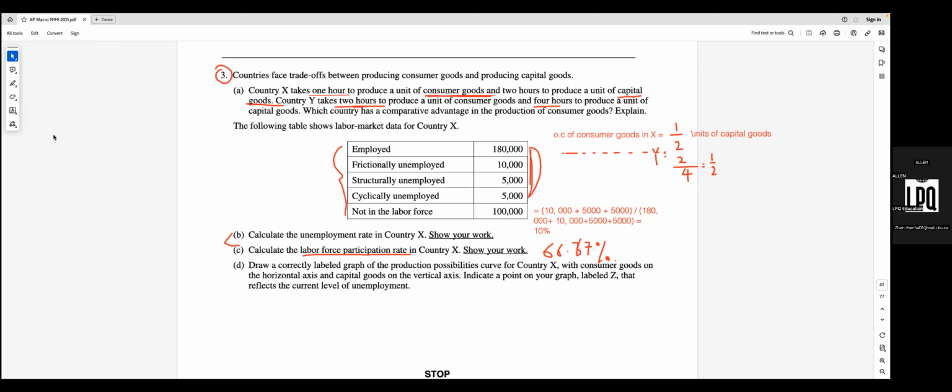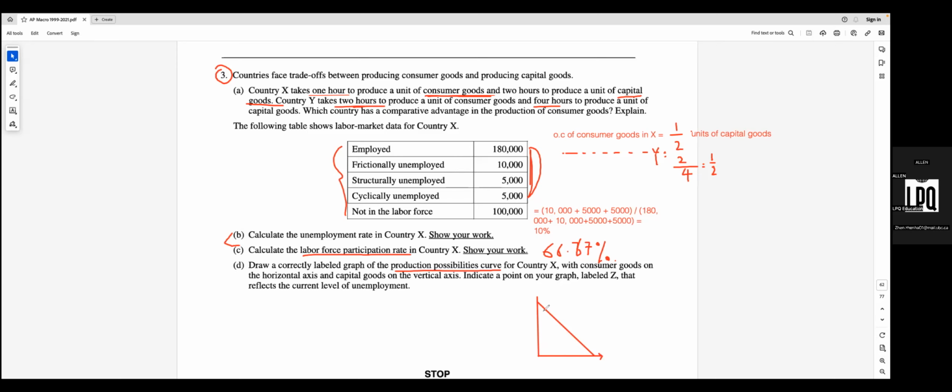Okay, the last one we need to draw the PPC. Instead of the first question, the last question we draw the PPC. And we mentioned the PPC is a graph. The PPC is just this curve. Just this line here is called the PPC. And the PPC is a line representing the maximum production capability in your country.